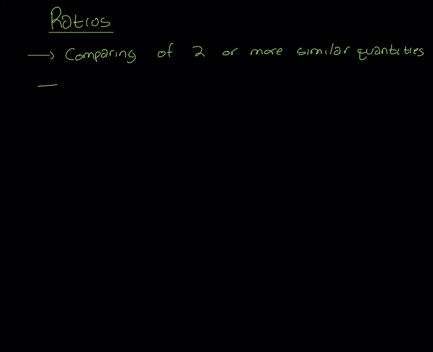Now, ratio is actually written in the form x is to y, right? Where x is some quantity and y is some quantity. Like I said, boys to girls, maybe apples to oranges, maybe. And this is written as a fraction, x over y. Okay, now these ratios can be written in different forms, right?